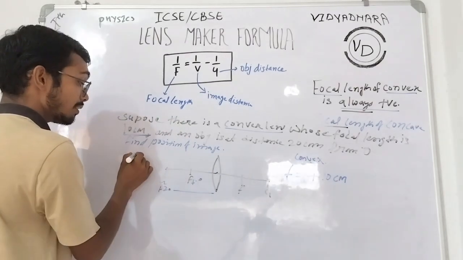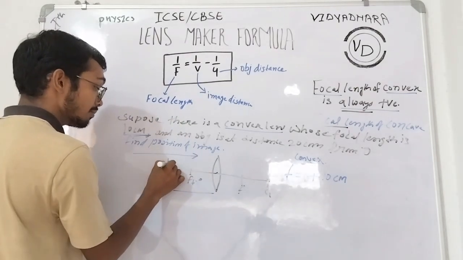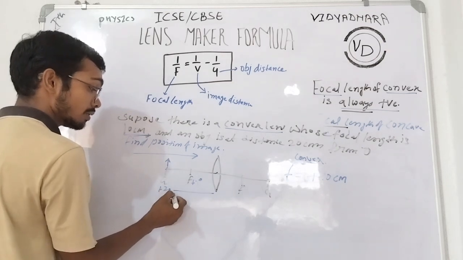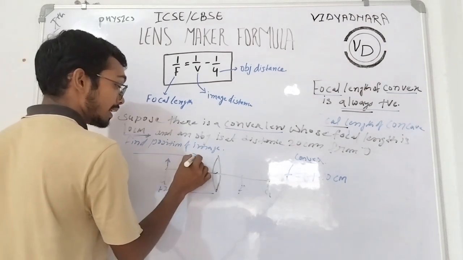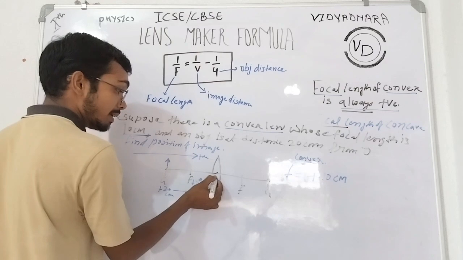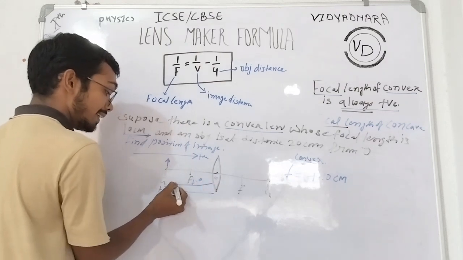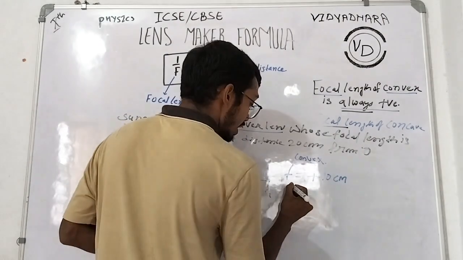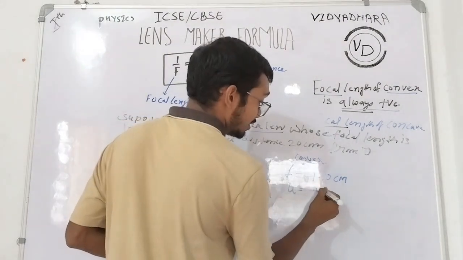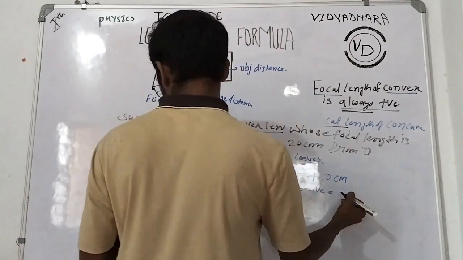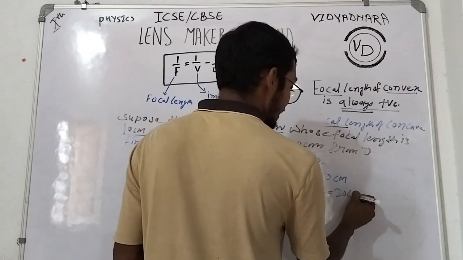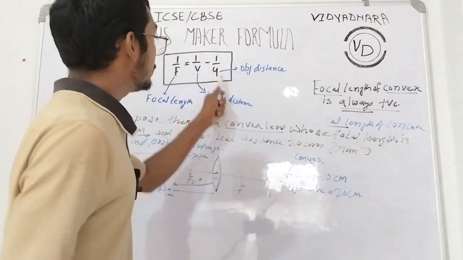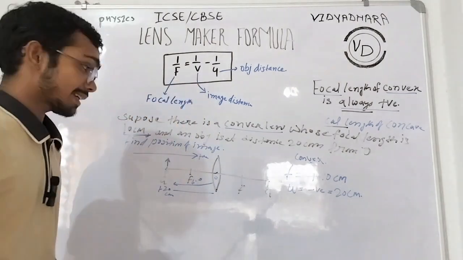Because the incident ray of light is going like this and the object is there, 20 centimeter here. So the incident ray is going like this, this direction is positive, but we measure from O, so this direction is negative. So what is the object distance? The object distance is U, and U is taken as negative 20 centimeter. We have the focal length, we have U, then we can easily calculate V, the image distance.